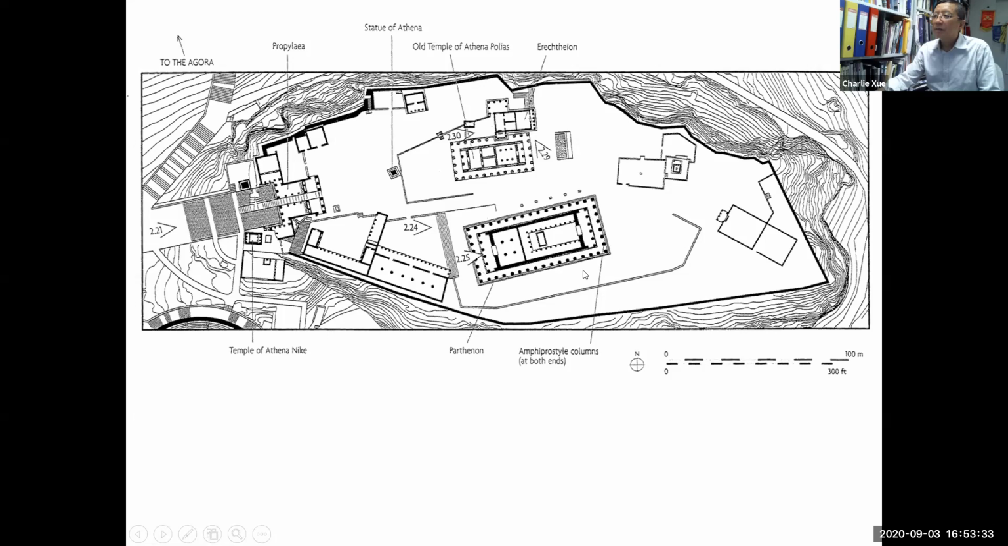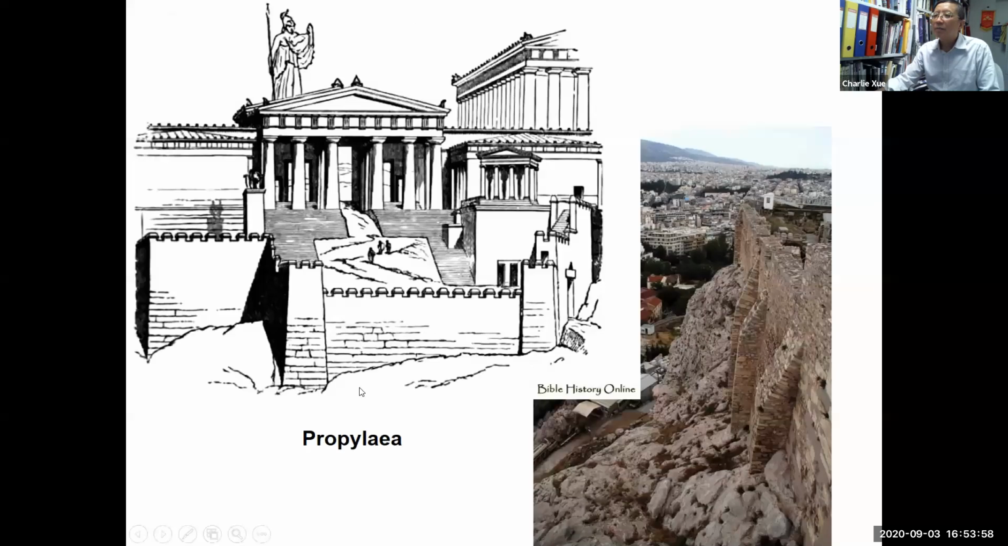Columns. Peripteral columns. Entrance, Temple of Athena Nike. This is a small temple. Erection, old temple of Athena. Okay, here, erection. The statue of Athena is here. But this statue is no longer there. It is gone. Okay, this proper layer, that is the entrance.